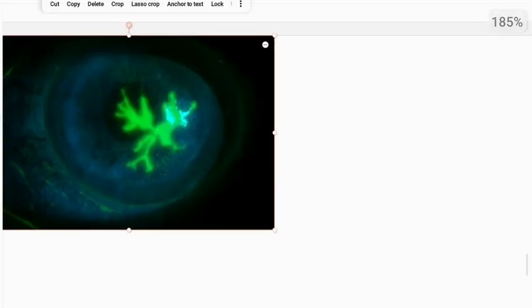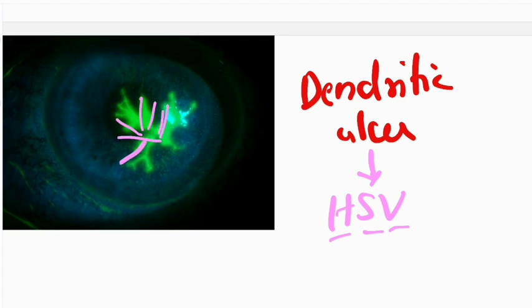Now you tell me what kind of ulcer it is. It is a corneal ulcer. What do you call this ulcer? Yes, very good. It is a dendritic ulcer. A dendritic ulcer is caused by which organism, guys? It is caused by HSV. What is HSV? Herpes simplex virus. So you can see this branching ulcer in the corneal epithelium, that is called a dendritic ulcer.